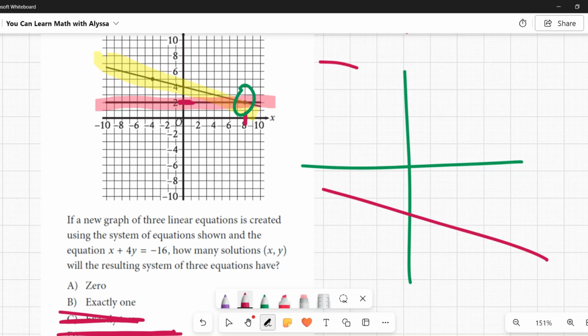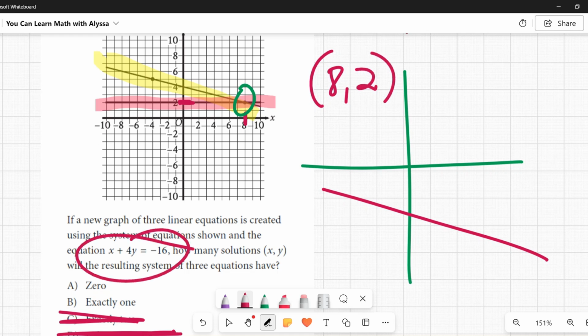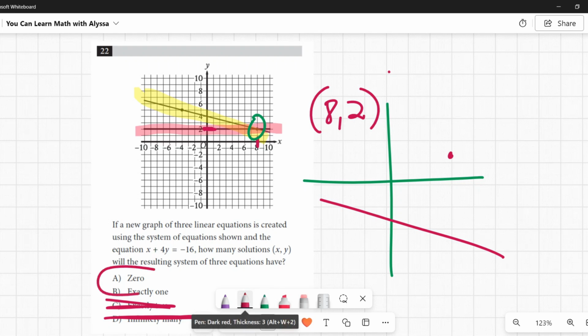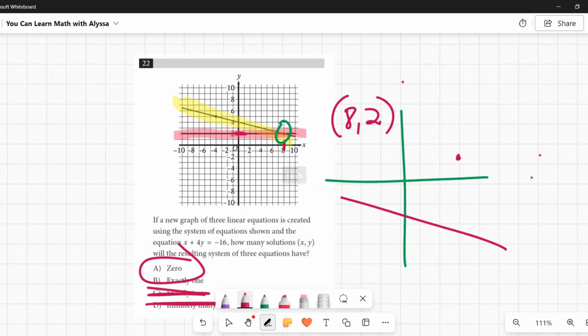And then you can either reference back to this and go, hey, it's not hitting that up there. Or you can actually just type into Desmos that 8, 2 along with your equation, and it will put your little point up there, and then you can see quite clearly it is not on that line. So yeah, there is no solution to this system of 3 equations. A, 0 is my answer, and there's 3 different ways that you can figure it out. Pick the one that works best for you, that you understand the most, and that is the fastest for you.